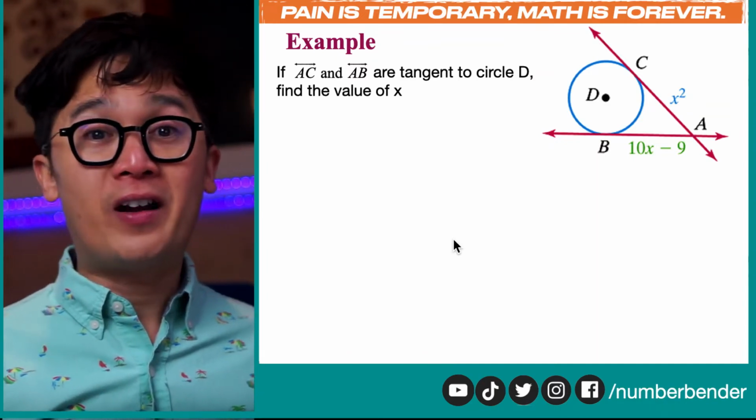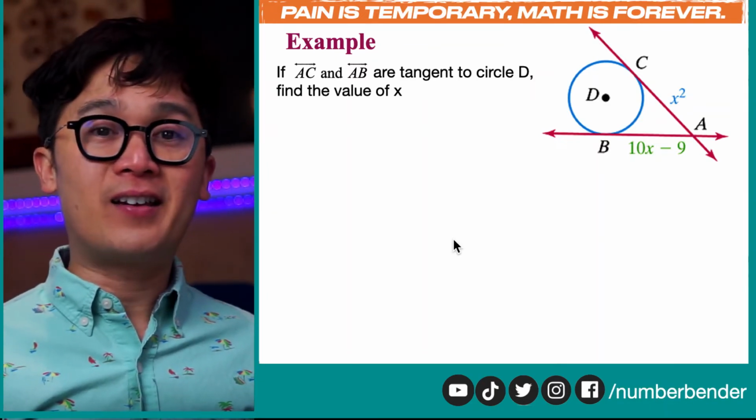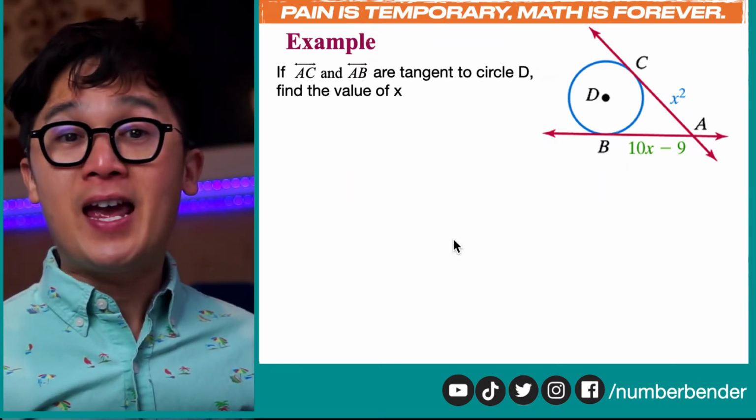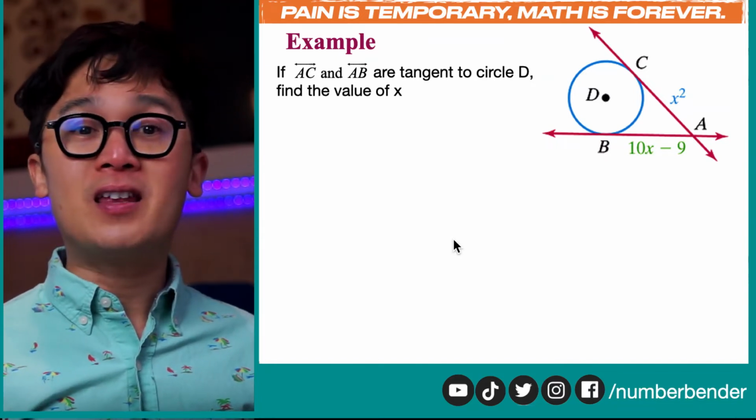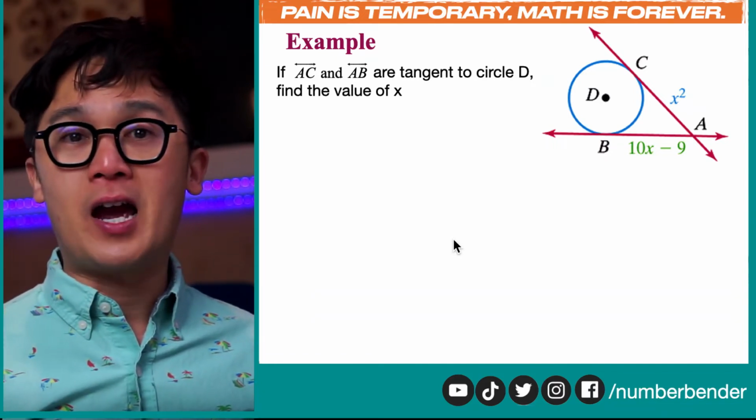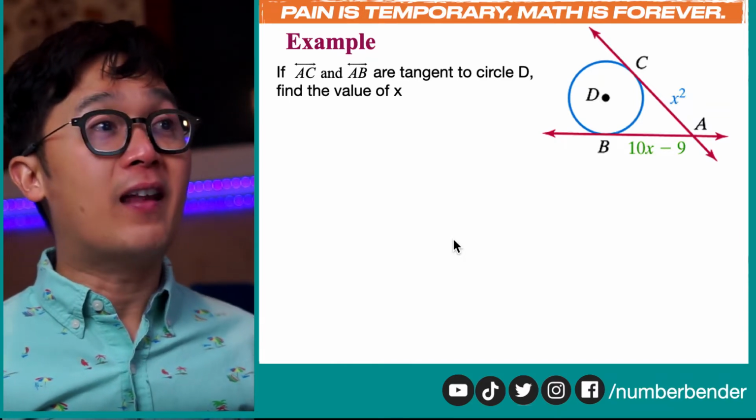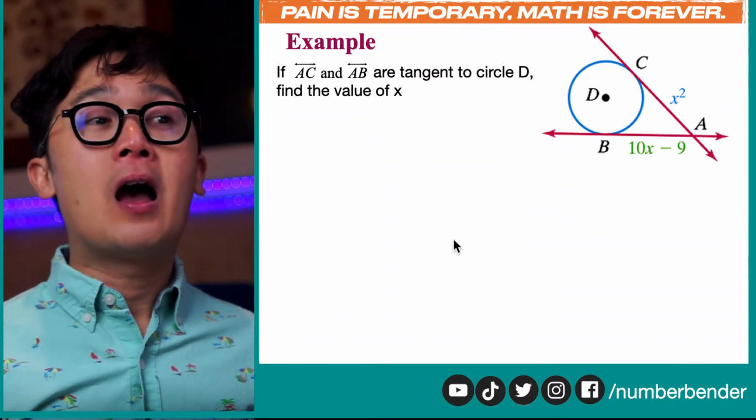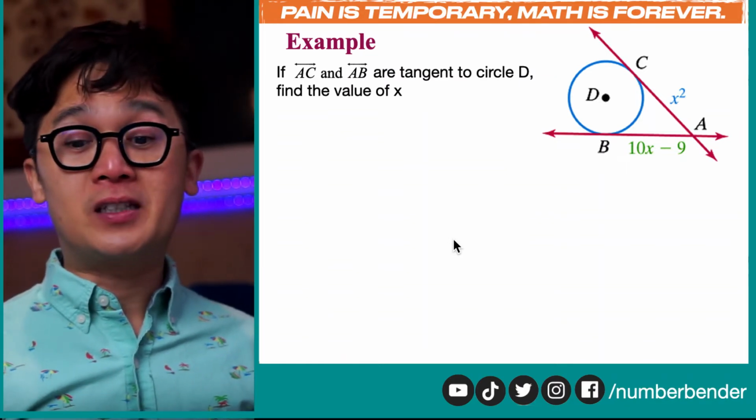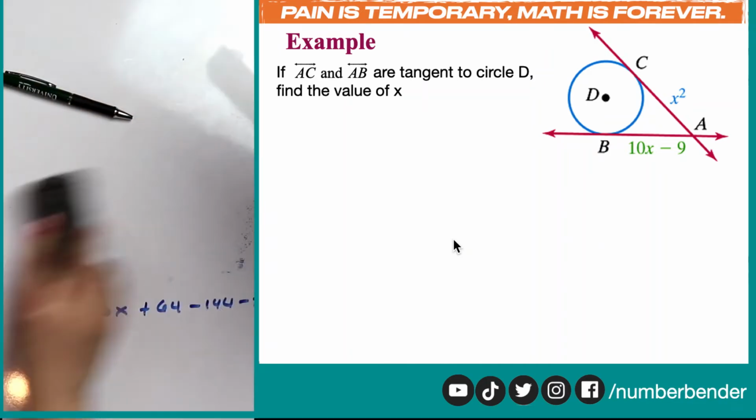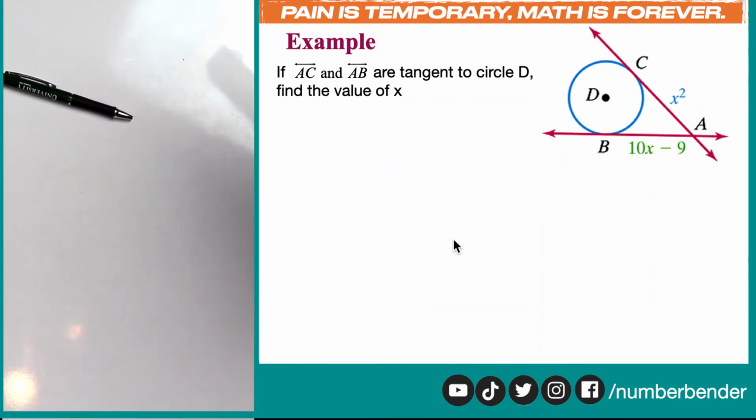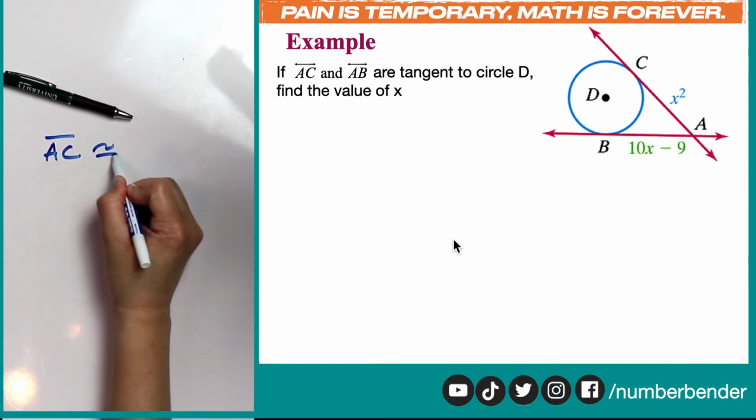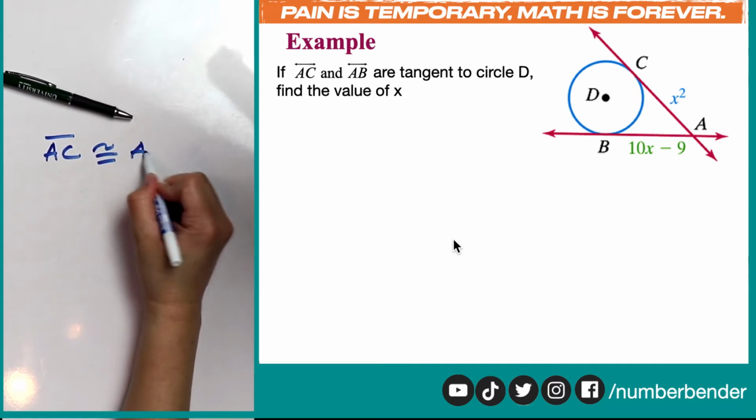So we are going to look for x, and the challenge here is to be able to formulate the equation that will help us find the value of x. And to be able to do that, we'll be using the theorem that we have learned from the previous slide, because if line AC and AB are tangent to a circle D, how are we going to find the value of x using this particular theorem? Well, we can, because we know that line segment AC is the same or congruent to line segment AB.